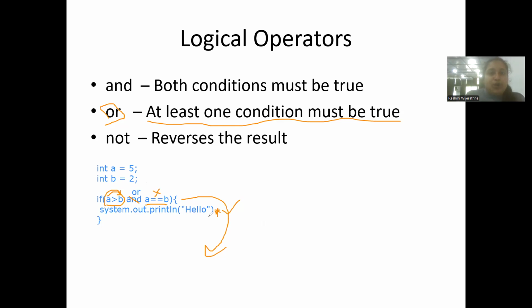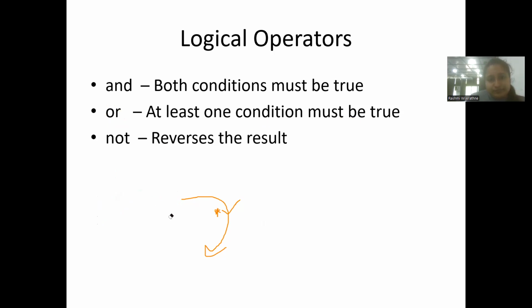NOT means reverse the result. Reverse the result means, if the output is true, when we use the NOT operator, then we can convert this true to false. If our output is false, and we use this NOT operator, then we can change our output to a true value. NOT reverses the result. I think you can understand these are the logical operators. Okay, right.